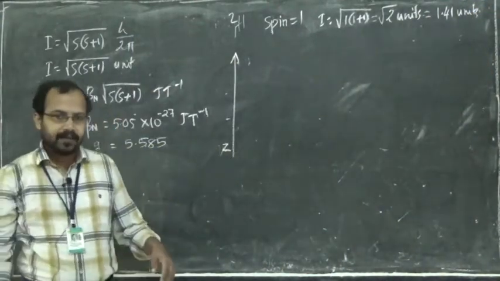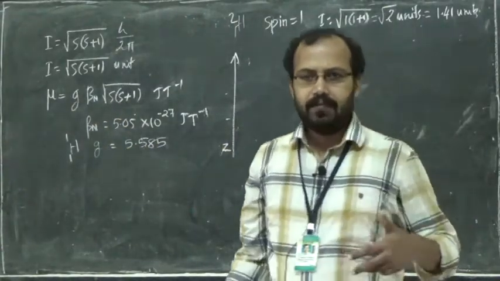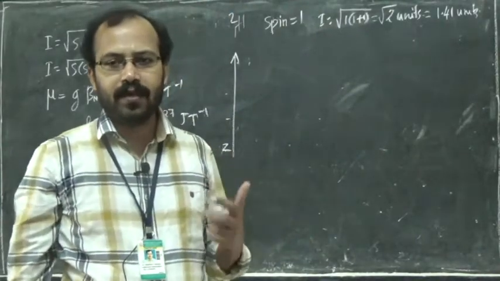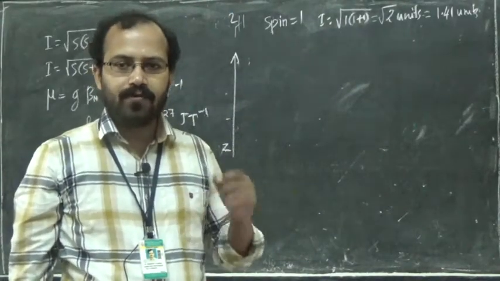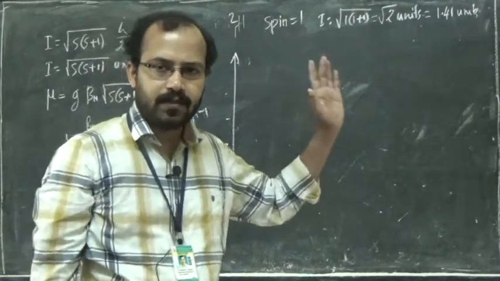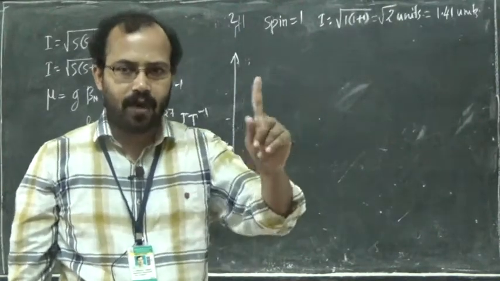If you are considering the H-1-2 nucleus, the nucleus of deuterium, then you can see that the angular momentum of this nucleus is 1.41 units. This has an angular momentum because it has a spin also. The spin is an integer quantity, that is 1.